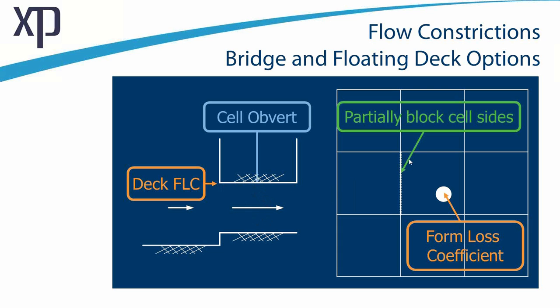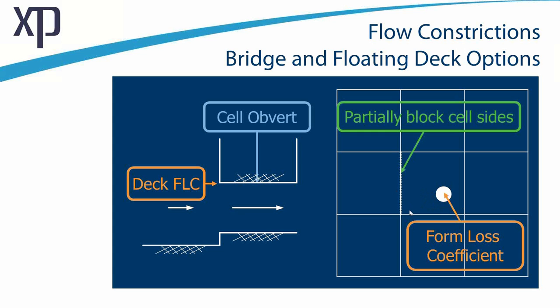You can partially block your cell sides. And as mentioned, if you have a pier, you can apply additional losses. So there are types of things that you can do to your 2D elements for the bridge and floating deck options.